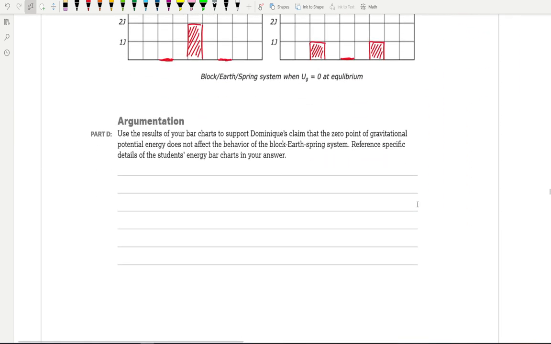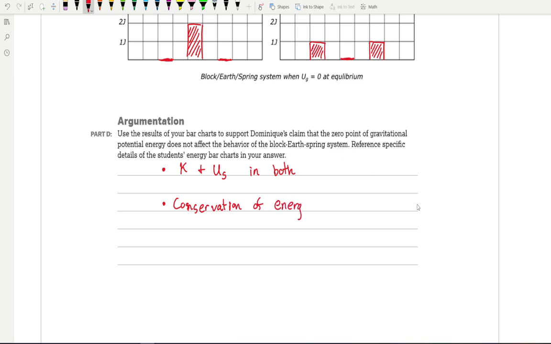So I think on the next part it says, use the results of your bar charts to support Dominique's claim that the 0 point of the gravitational potential energy does not affect the behavior of the block Earth spring system. Reference specific details of the student's energy bar charts in your answer. Okay, so what you want to look for is you want to pay attention to what happened. And remember, I want you to put this in your own words. So pay attention to what happened with the kinetic energy and the spring potential energy in both of them. Pay attention to that. Okay, and also pay attention to the conservation of energy, if I can spell it.